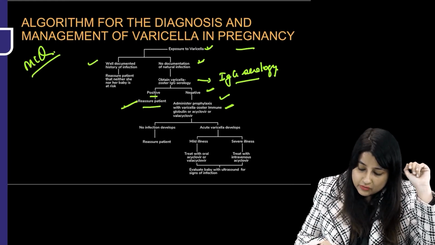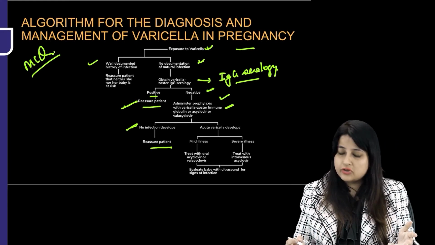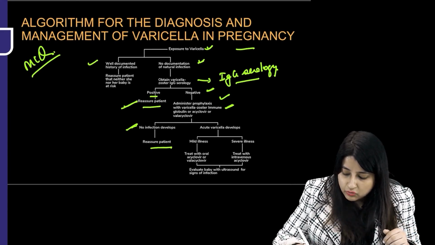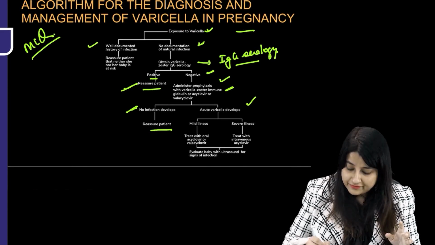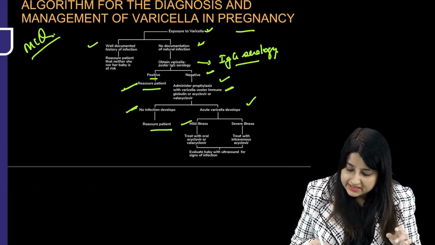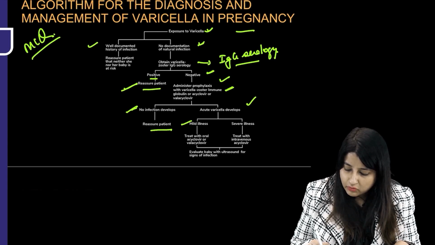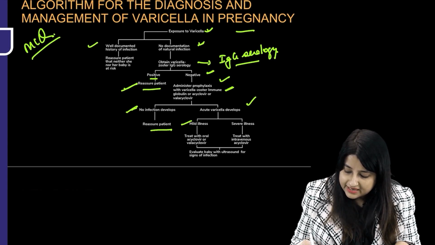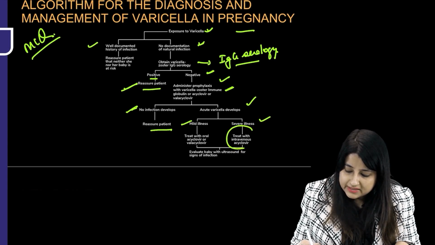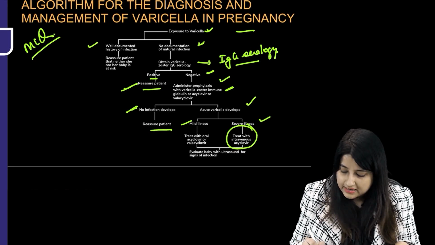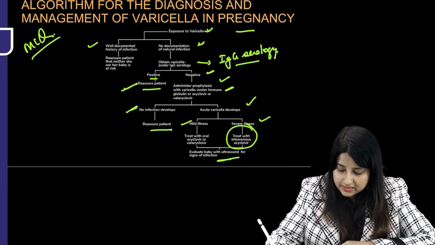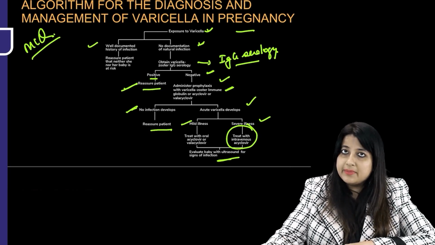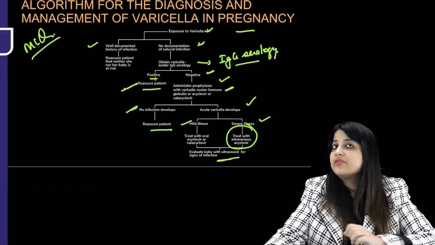Okay, if no infection develops, you can reassure the patient. But if she goes on to develop, in spite of this, acute varicella, if it's a mild illness, you can treat again with oral acyclovir or valacyclovir. Okay, if it is a severe illness, you will treat with IV acyclovir. And you're going to evaluate the baby with ultrasound for any signs of infection.